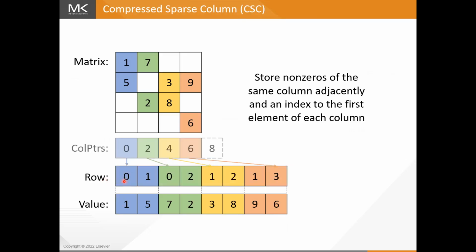And then I'm going to have a column pointers array that tells me where the non-zeros of each column are. So here 0 tells me that the non-zeros of the first column start at 0. 2 tells me that the non-zeros of the second column start at index 2. 4 tells me the non-zeros of the third column start at index 4, etc. Okay, so this is the compressed sparse column format. Any questions about the format?